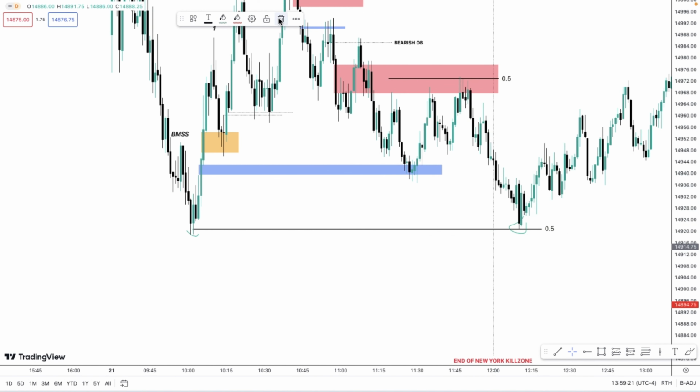So the more the market goes down, it creates more PD arrays for you to sell. You can sell them. Fair value gap here, I think that's the last premium array that price trades to. You could also sell that.